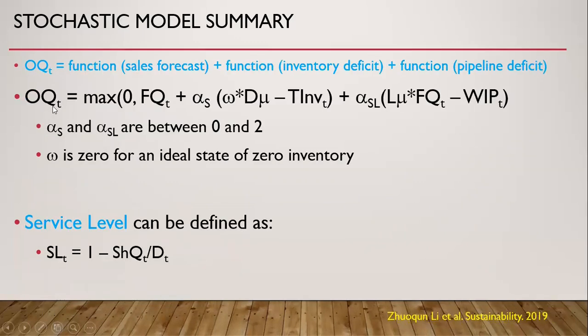So this ordered quantity is actually our decision variable. This ordered quantity is equal to the maximum of either zero or this. And these three terms are functions of sales forecast, that is this, inventory deficit, that is this term, and pipeline deficit, that is this term. And these parameters, alpha S and alpha SL, may vary between 0 and 2. And this parameter is 0 for the ideal state of zero inventory.